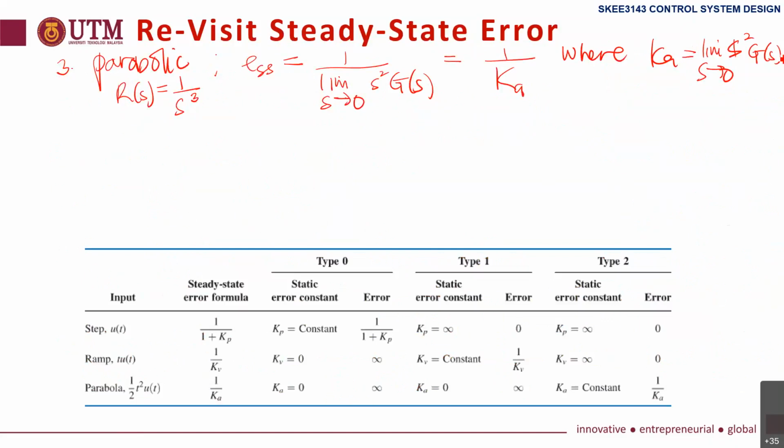All this is summarized in this table. We can see step input 1 over 1 plus Kp, ramp 1 over Kv, parabola 1 over Ka. Okay, the ones that we just derived. Now let's look into what is system type.